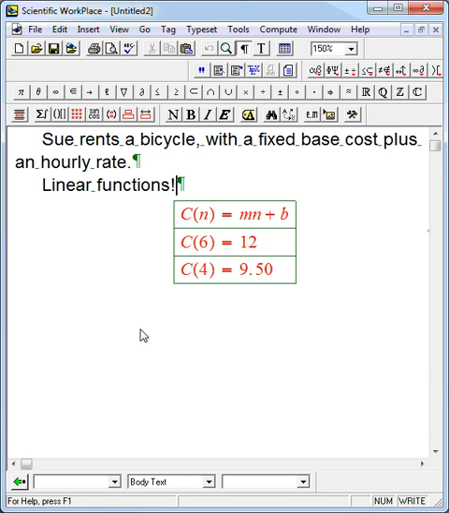Here's a PSAT prep problem. This is number 25 from our prep. Each time Sue rents a bicycle, she pays a fixed base cost plus an hourly rate. So this is linear functions.